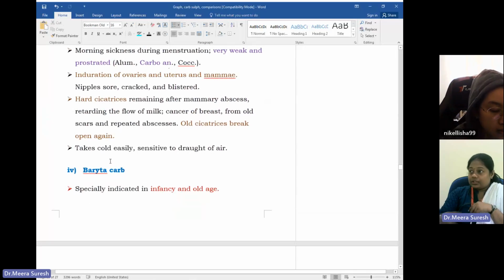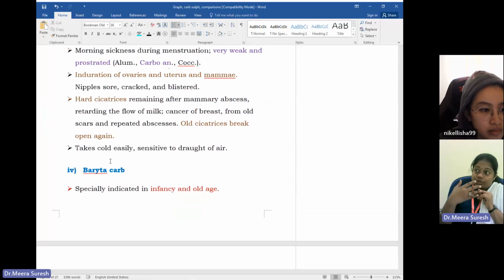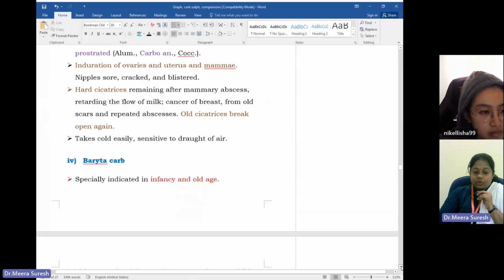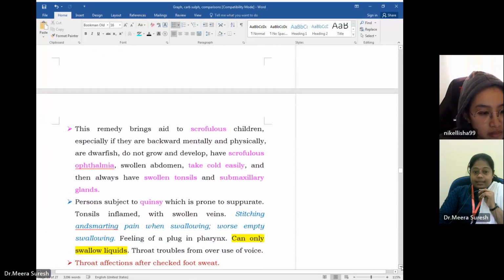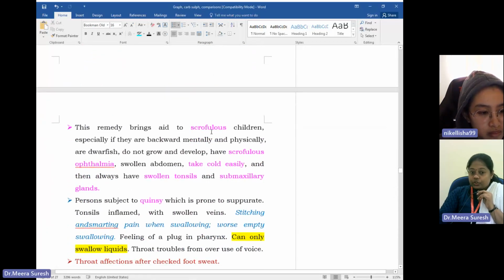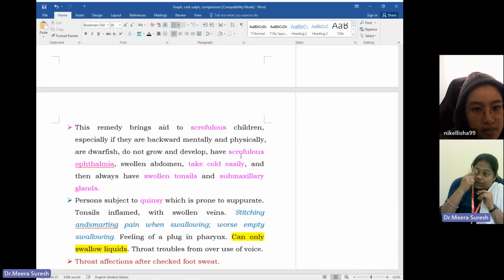Then Baryta Carb, of course, is the chronic constitutional medicine for quinsy and tonsillitis complaints. We can think of Baryta Carb. So this is a medicine for infancy and old age. The constitution and the remedy are important for scrofulous children, mentally and physically backward, dwarfish, with scrofulous ophthalmia. So even the eye glands, from their birth, the eyes would be affected.